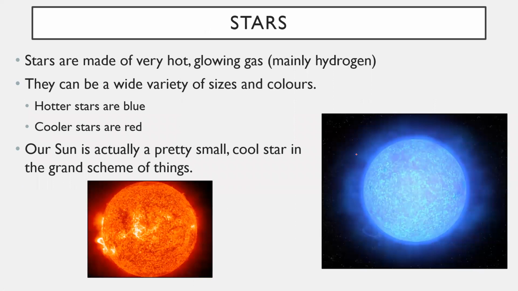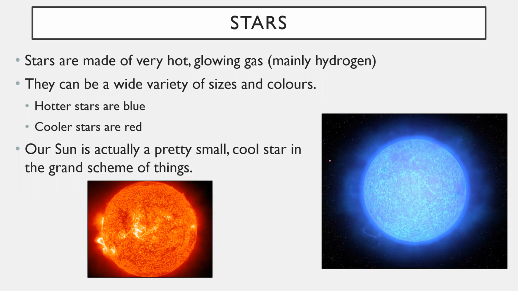So stars, first and foremost, these are the ones you probably are most familiar with out of all the ways we clump matter in the universe. But you might not know the following bits of information. Stars are actually made of very hot, glowing gas, and the gas is mainly hydrogen gas. That's especially true of our own sun. It is mainly made of hydrogen gas.